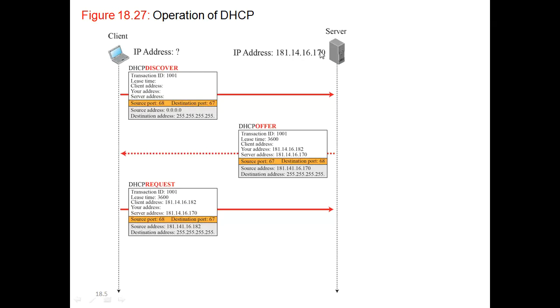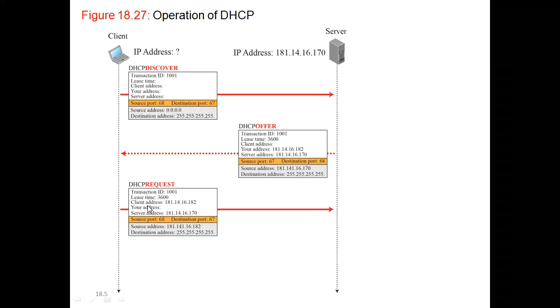All these are there in the DHCP message, including the IP address of the server. So the request goes to this one. Whereas the server will send a response for the discover request. So it is sending back the response: DHCP offer, transaction ID 1001, lease time 3600, client address, server address, source port, destination port, source address, destination address. It will send the offer message.